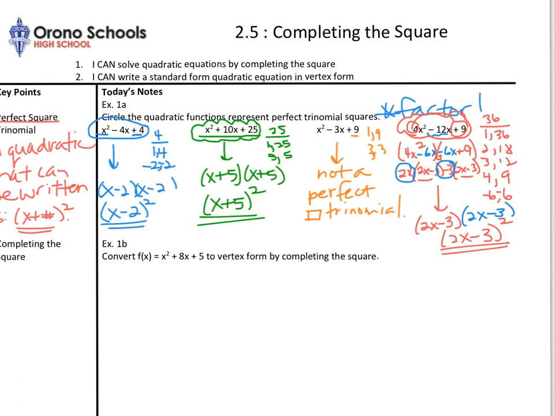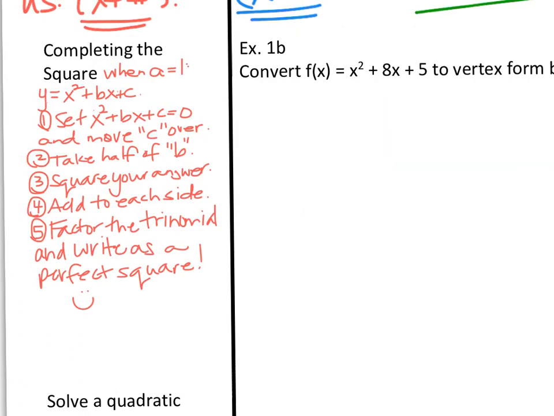Well, thinking about the one that wasn't, there's got to be a way to do some work with those terms to create a perfect square. And that's called completing the square. This is going to be quite the process. Please make sure to carefully write down these 5 steps.